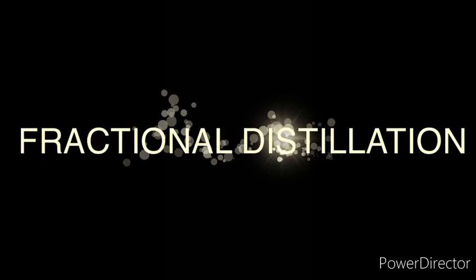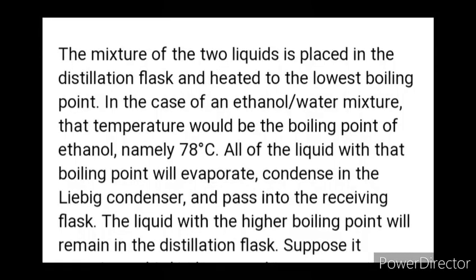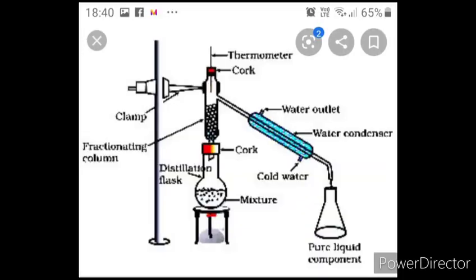Now we will learn about fractional distillation. Students, in fractional distillation, we can separate liquids which differ in their boiling points by 20 degrees Celsius or more. The mixture of liquids is boiled in a flask, and the vapors are passed through a fractionating column. The vapors of the liquid with the lower boiling point rise, and the vapors of the liquid with the higher boiling point condense in the bulb-like traps.